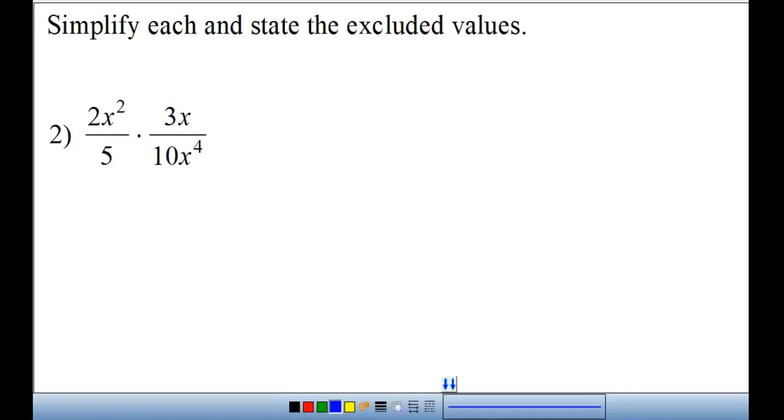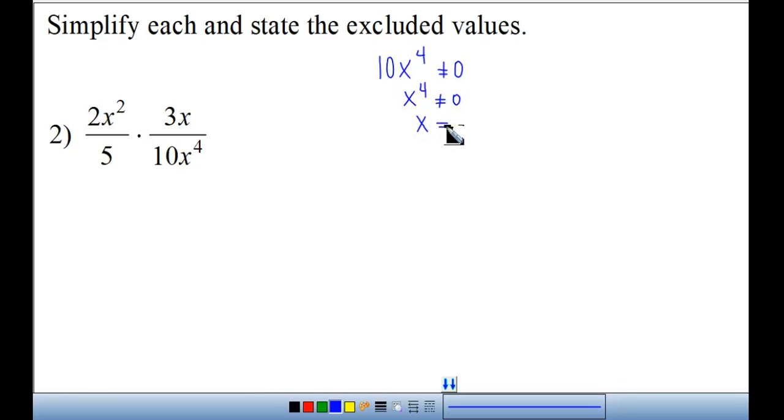This second problem is the same as the first example. Everything is a monomial, so I don't need to factor. I'm going to go ahead and identify my excluded values. I don't need to worry about the first denominator because there isn't a variable in it, so I'll focus on the second denominator. 10 x to the 4th cannot equal 0. I would divide by 10, so I get x to the 4th cannot equal 0, and I would take the 4th root of both sides.